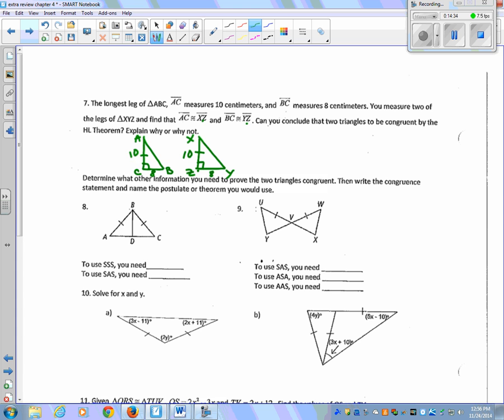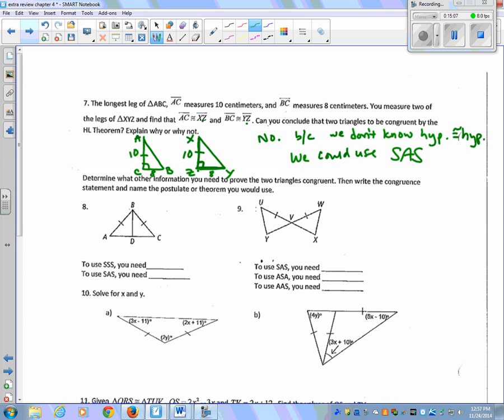So can you conclude the two triangles to be congruent by the HL theorem? I'm going to say no, because we don't have hypotenuses. We only know legs. We don't know hypotenuse congruent to hypotenuse. We only know legs. So we could use SAS, side, angle, side, where the right angle is the angle that we're using.